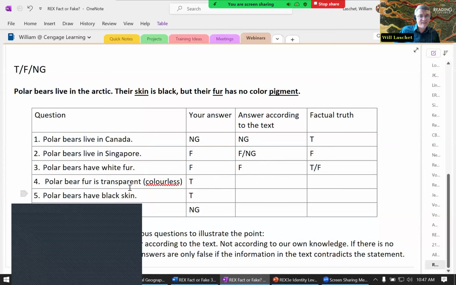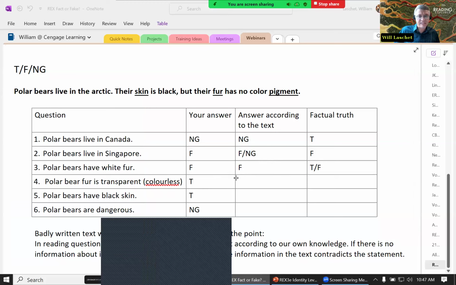All right. Polar bear fur is transparent. That one, we just told you that is true. So we can put that one in there. Polar bears have black skin. How about this one? This one we said is true. It says it's true there, so according to the text, also true. How about this last one?